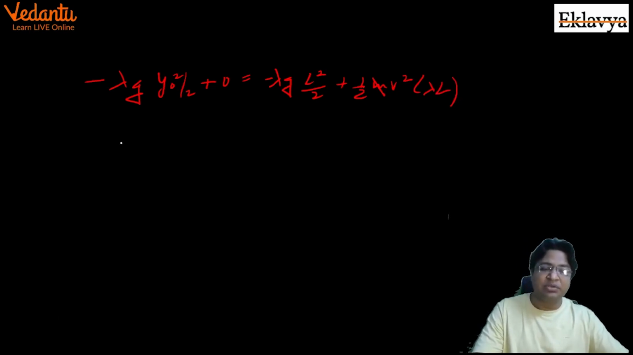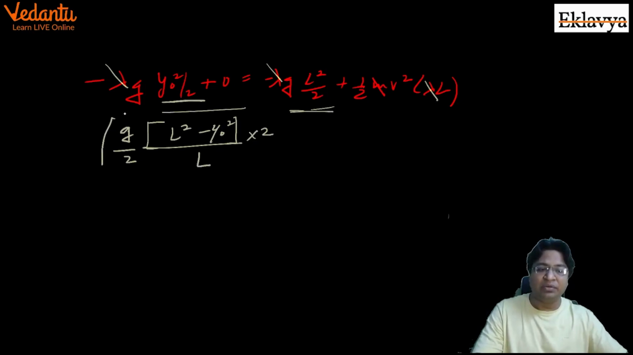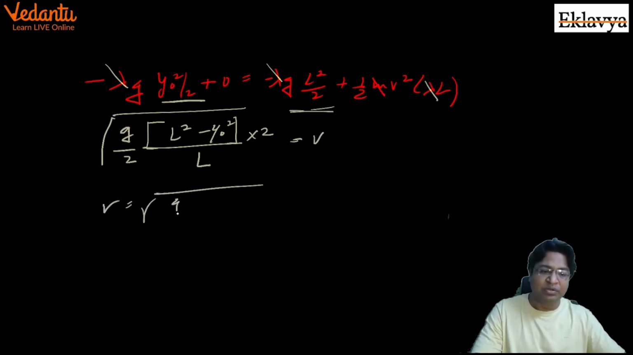From here, this comes on this side. Lambda actually gets cancelled from all the terms, so lambda is gone. So we will get g multiplied by L square minus y naught square, and a 2 would be there. So we have taken care of this term, we have taken care of this term. This 2 will get cancelled because of this 2, and then we divide it with L, and then we take the root of this entire thing, and like this we get the speed. So the speed would be root of g into (L square minus y naught square) by L.